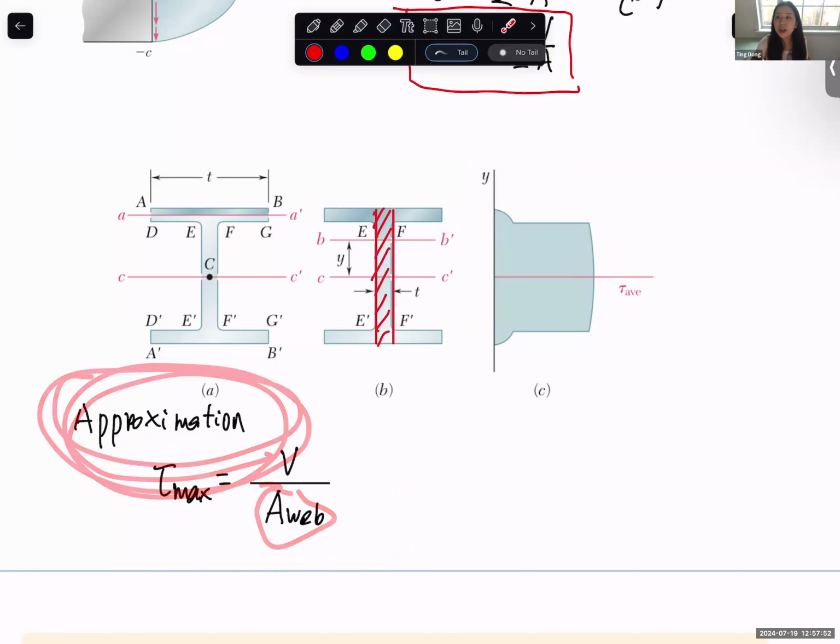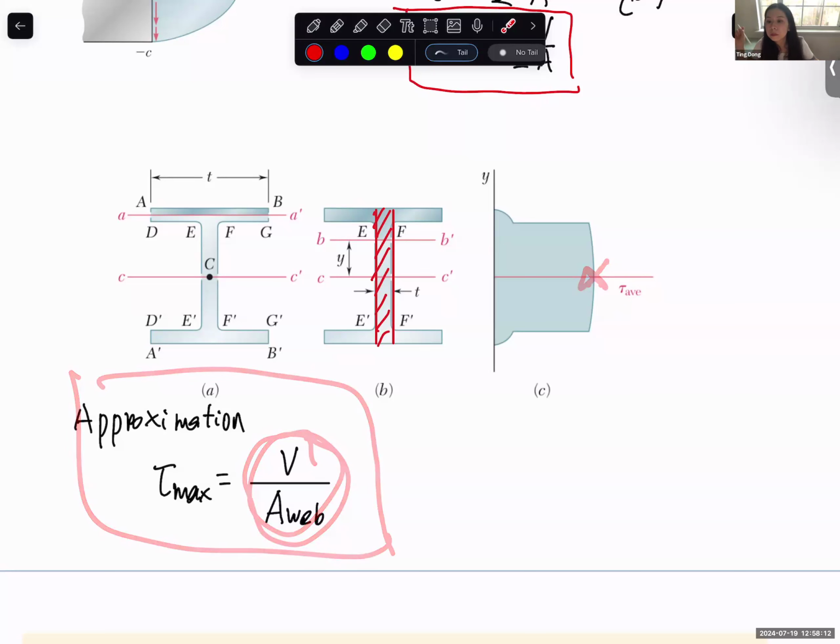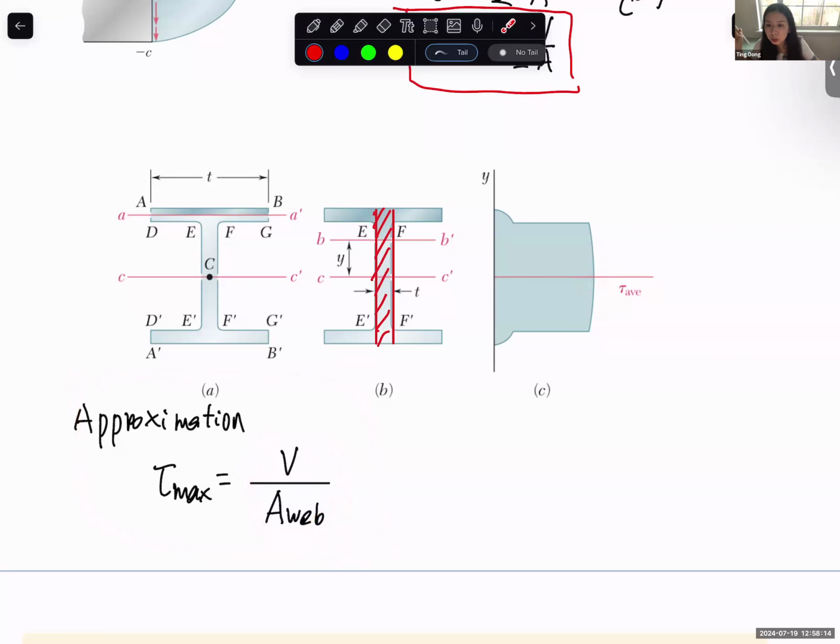If you really want to know the exact maximum, you're correct. It's here, and it's not exactly equal to this one. It's still at the neutral surface, but it should be a little bit higher. I would say less than 5% higher. As an engineer, we do this approximation. Any other question?